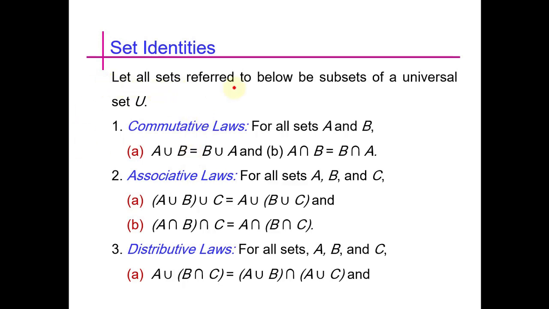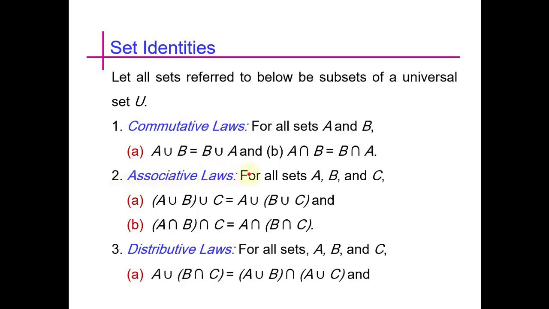Let all sets refer to be subsets of a universal set U. Here are some set identities. First is commutative law. So this is by the change of places of A and B, there is no difference in union and intersection.